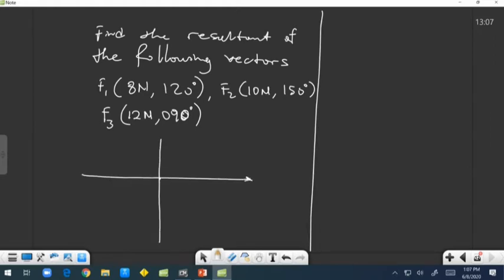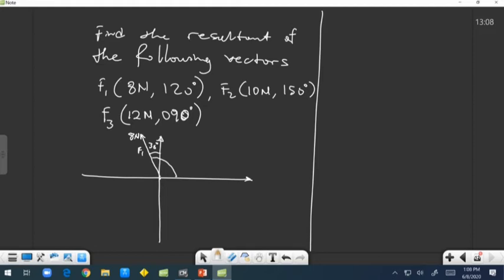So we have this. F1, 8 newtons, 120 degrees. Measure from here. 120 will give us 90 plus 30. So it's acting at this angle. So this is the F1 force, 8 newtons. The next one is the angle here. You need to represent the angle here, which is 30. Here will be 30 degrees.